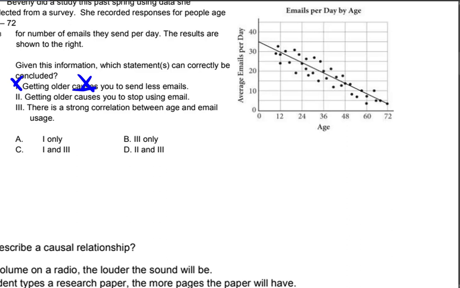Getting older causes you to stop using email. Well, if getting older caused you to stop using email, we would actually see it completely disappear or go down to zero average emails per day. So that is also not supported by the data. There is a strong correlation between age and email usage. Now that we can definitely say is true. So 3 is definitely going to be true. When I'm looking at my answer choices here, I definitely need a 3. And it looks like this one's the correct one. All right, so B is correct.